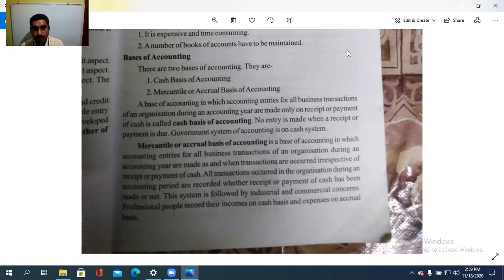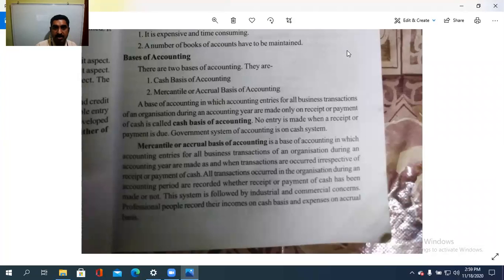So what is cash basis? A base of accounting in which accounting entries for all the business transactions of an organization during an accounting year are made only on receipt or payment of cash. That is, the coming and going of cash. With regard to the receipt and payment of cash, each and every transaction needs to be entered into that base of accounting, which is called cash base of accounting.